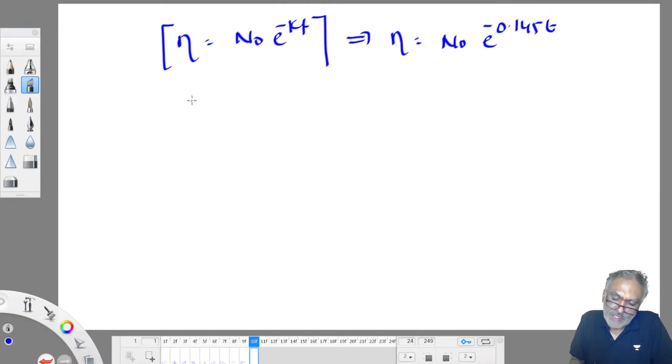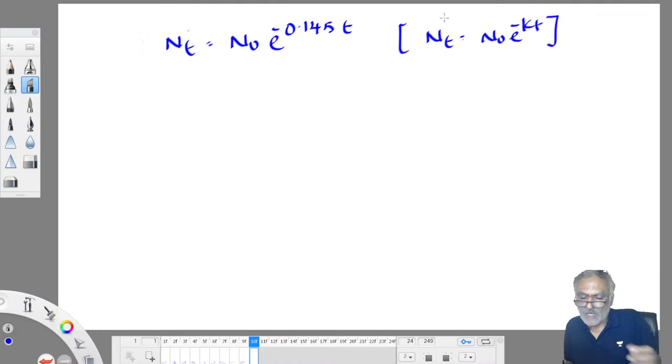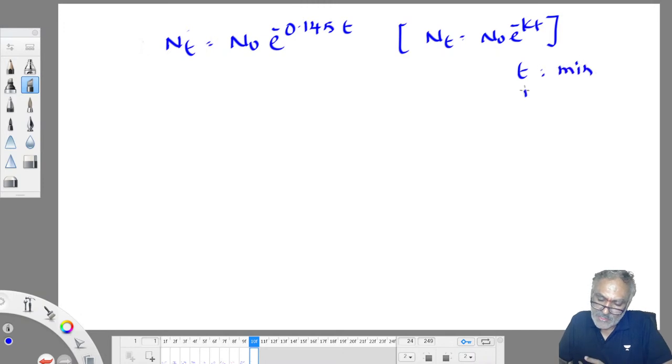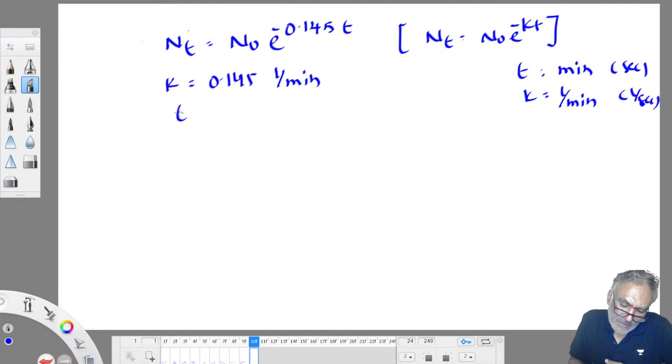If you compare this with the general equation, efficiency is given in terms of N naught. N t is N naught into e power minus kt. Instead of k, 0.145 is given, where t is in minutes, so k should be in terms of 1 by minute. Then only you get a number. If t is in seconds, k should be 1 by second. Because the question mentions minutes, it should be 1 by minute. So the k value from this equation is 0.145 per minute.